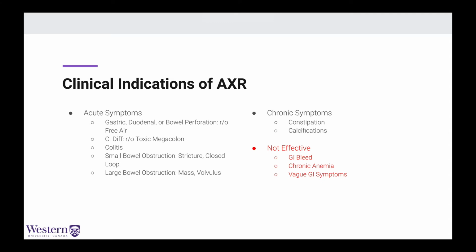The first thing to start out with is the clinical indications of abdominal X-ray, of which there are many possible conditions or diseases that might indicate the choice of an abdominal radiograph, that can loosely be divided into acute and chronic categories. For acute symptoms, things like suspecting a gastric or duodenal or bowel perforation, to exclude large amounts of free air, can be done very quickly with an abdominal radiograph.